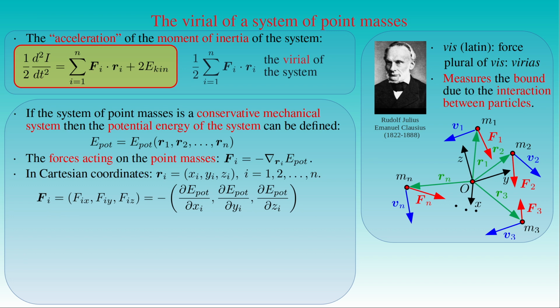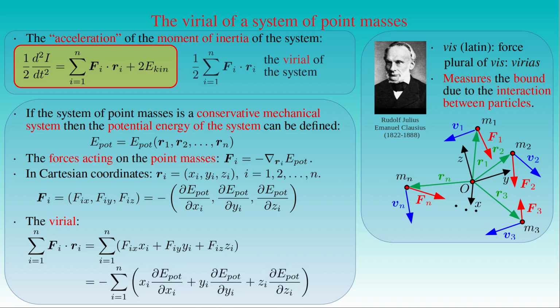Then the sum in the virial can be written as the sum of f sub ix times xi, plus f sub iy times yi, plus f sub iz times zi from i equals 1 to n, or minus the sum of 3 terms: xi times the partial derivative of the potential energy with respect to xi, plus yi times the partial derivative of the potential energy with respect to yi, plus zi times the partial derivative of the potential energy with respect to zi, from i equals 1 to n. Because the terms in the parentheses give the projection of the gradients into the direction of the position vectors of the point masses, half the virial is equal to the sum of the directional derivatives of the potential energy of the system along the position vectors for all particles in the system.